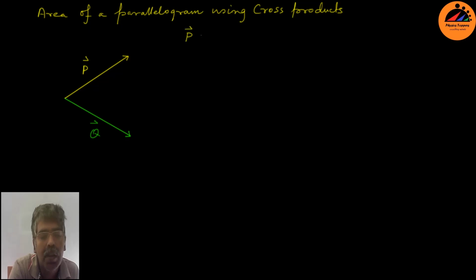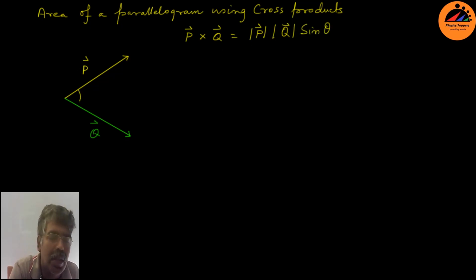So p cross q is basically the magnitude of p vector times the magnitude of q vector times the sine of the angle between them. You can take it theta, phi, anything, that's not a problem. Okay, times the unit vector perpendicular to the plane containing p and q. I am considering p and q on the plane of the board, so the unit vector will go into the plane of the board.